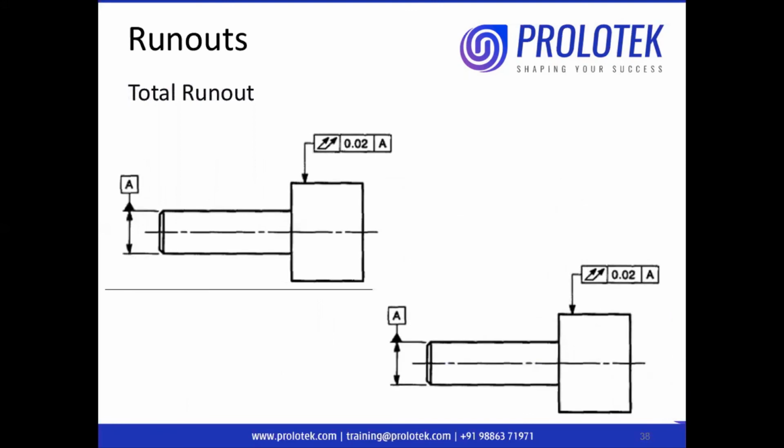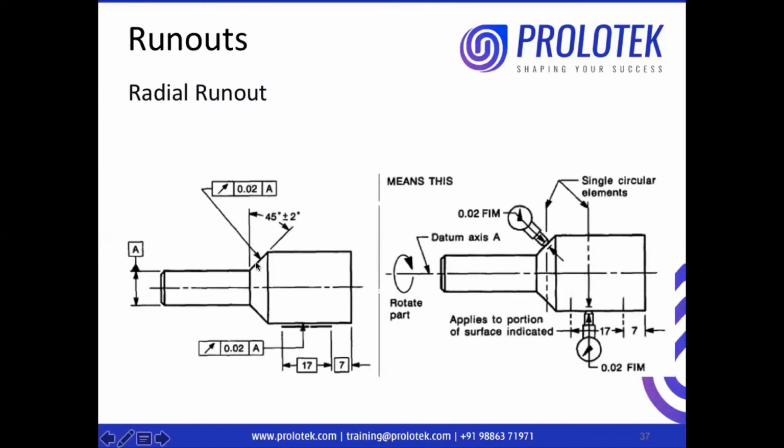This is total runout, the second category under runouts. Here, total runout can be applied only to cylindrical surfaces. So here I want the surface to be cylindrical, and I want this cylindrical surface axis to be concentric with the datum axis A. And I want the cylindrical axis to be parallel to datum axis A. So form, cylindricity, concentricity, location, and orientation, parallelism, all three are controlled with total runout. As I said, total runout can be applied only to cylindrical surfaces. You cannot apply total runout to a surface like this because there is no cylindrical surface.